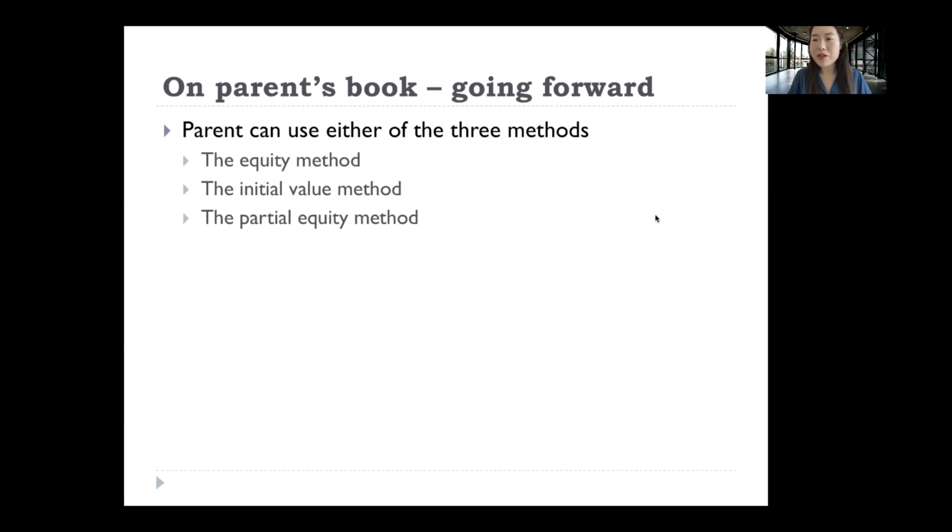We just talked about what is the objective of consolidation and what may complicate the consolidation process. And we also mentioned that one of the complications here is the parent may choose to use different methods to monitor its relationship with the subsidiary. So specifically, let's look at the methods the parent can use. The parent can use either of the three methods. So going forward, after the date of acquisition, the parent may choose to use either of the three methods: the equity method, the initial value method, and the partial equity method.